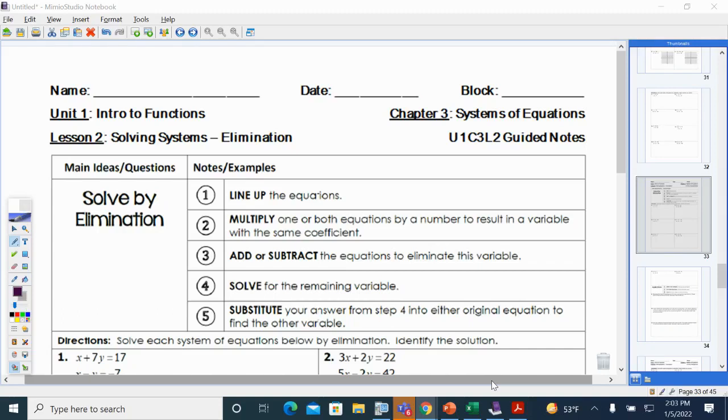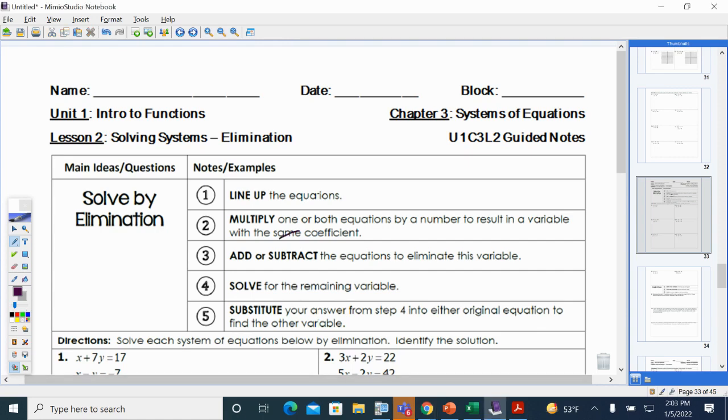This video is on Unit 1, Chapter 3 on Systems of Equations, Lesson number 2, Solving Systems Using the Elimination Method. So the notes here give you a set of steps to follow for solving by elimination. Step number 1 says to line up the equations. Step number 2 says to multiply one or both equations by a number to result in a variable with the same coefficient. I'm going to go one step further and say opposite.